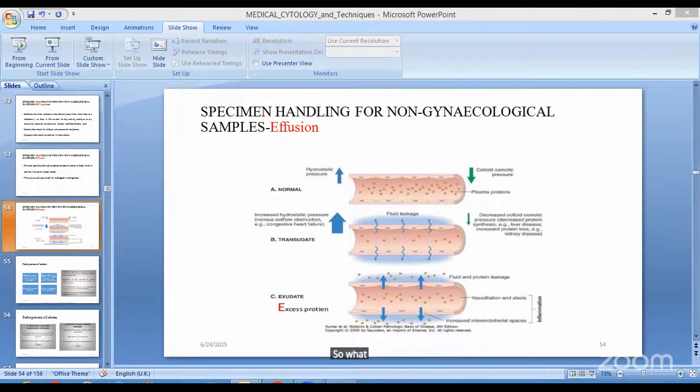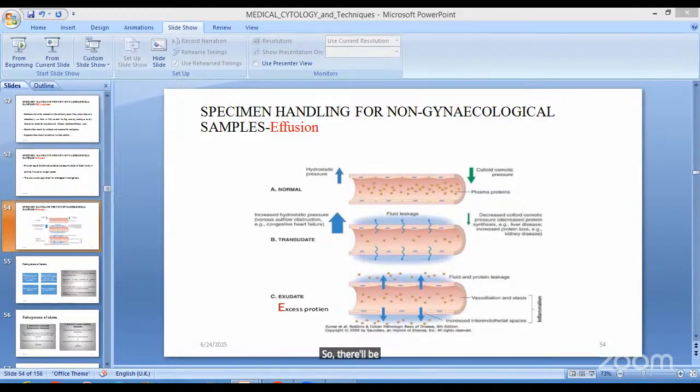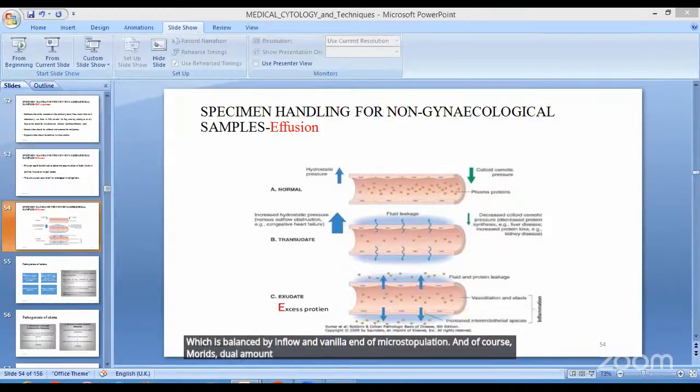So what is the mechanism for edema? It is caused by a mechanism that shifts the normal fluid balance of the plasma fluid and lymph flow. Movement of fluid is controlled by the opposing effects of hydrostatic pressure and colloid osmotic pressure. So there will be exit of fluid from the arterial end, which is balanced by inflow at the venular end of the microcirculation. And of course, the residual amount of excess interstitial fluid is drained through the lymphatics.